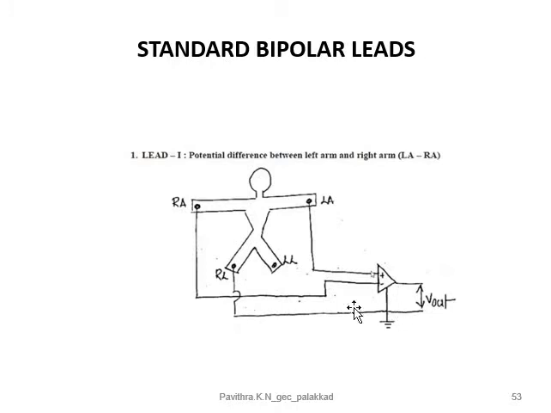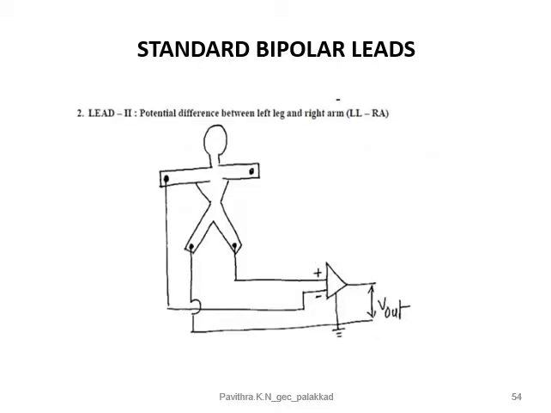And here you can see a reference electrode is also there, and this reference electrode is taken from the right leg, and the output voltage is obtained from the output of this amplifier and the reference electrode. So this is lead 1 of the standard bipolar leads, and the next one is lead 2.